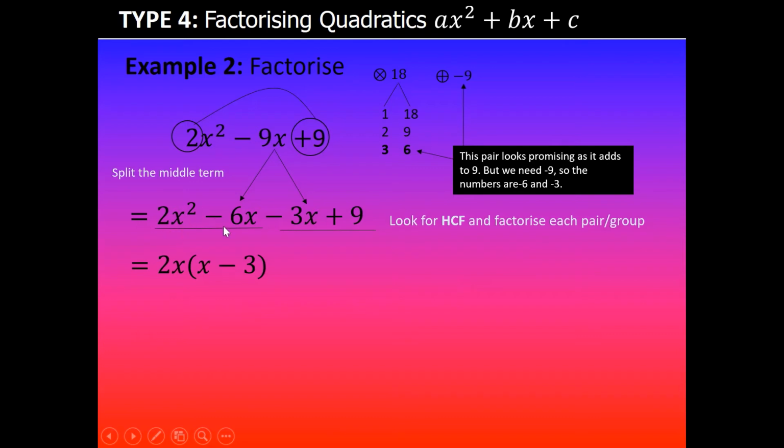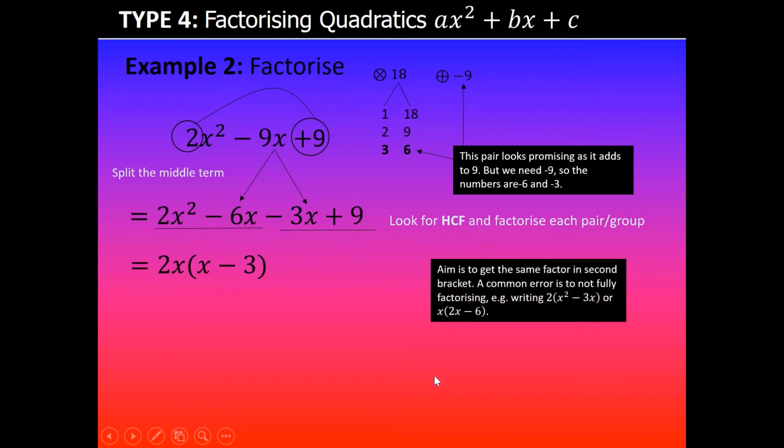So in this case 2x squared minus 6x, as you can see here, 2x is common, so you must take the highest common factor. So 2x is common, and then 2x times x will give me 2x squared, so x goes there, minus 2x times 3 will give you negative 6x, so 2x into x minus 3. So that part is done. We'll repeat the process with the second pair.